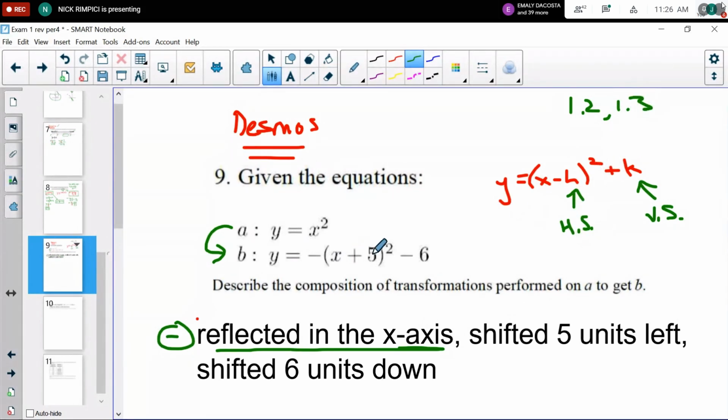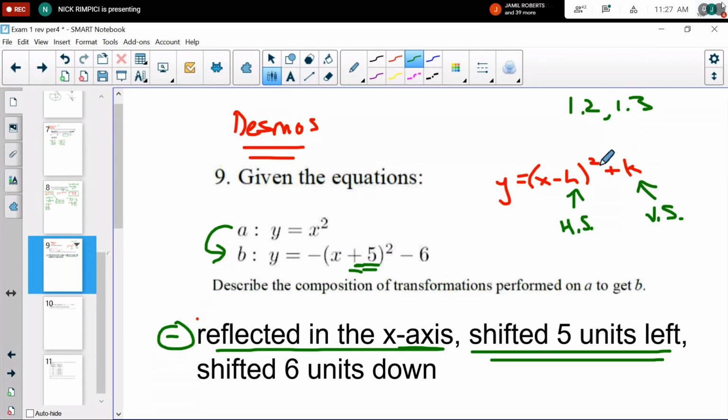So since we're adding, it's going to move it left. We're adding to x directly. So for h, we're adding to x directly. It's going to shift it 5 units left. So the fact that we're adding 5 is why it's shifted 5 units left. And then the k, the number on the outside, I taught you vertical shifting first because it's easier to understand.